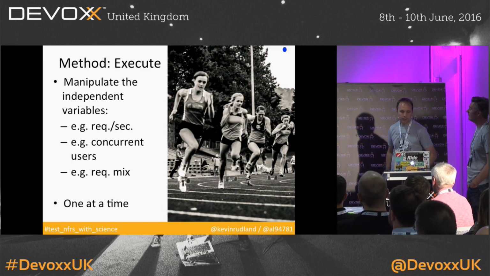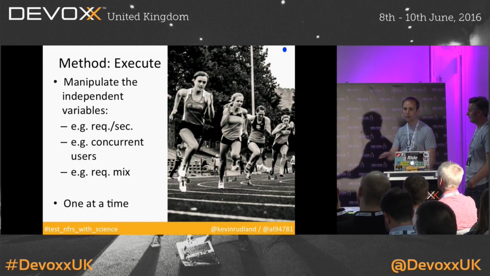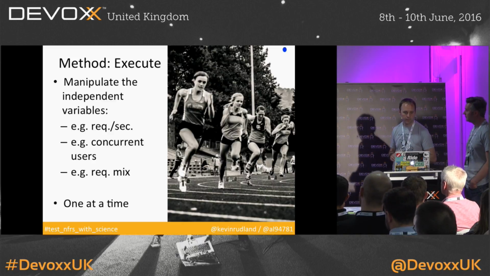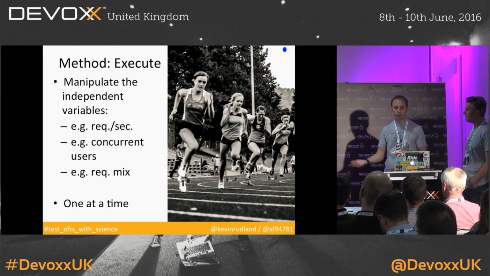So the key thing here is you can change the independent variables: your requests per second, your number of users, concurrent users, your request mix. Andrew talked about the kind of background load. They're all dials you can change all the time. But the important thing is as you're changing those, you're measuring what comes out the other end, and you're re-baselining all the time.